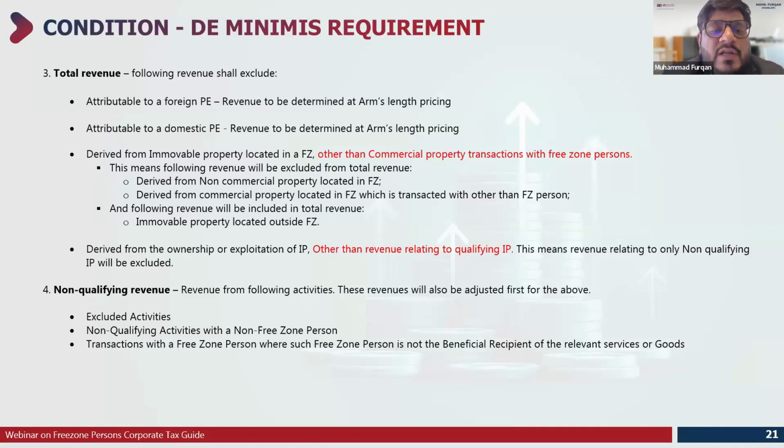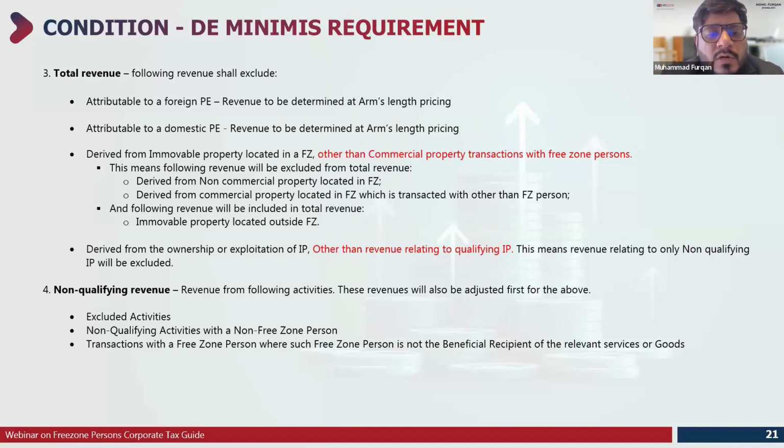This means the following revenue will be excluded from total revenue: the revenue which is derived from non-commercial property located in a free zone, and the revenue which is derived from commercial property located in a free zone, which is transacted with other than a free zone person. The revenue which will be included in total revenue will be from immovable property located outside the free zone. We have a chart in the coming slides which will also summarize these rules.